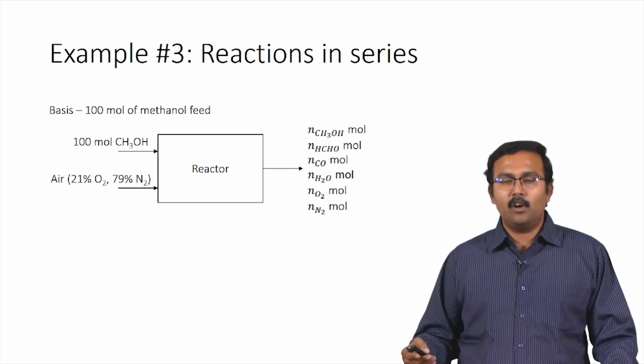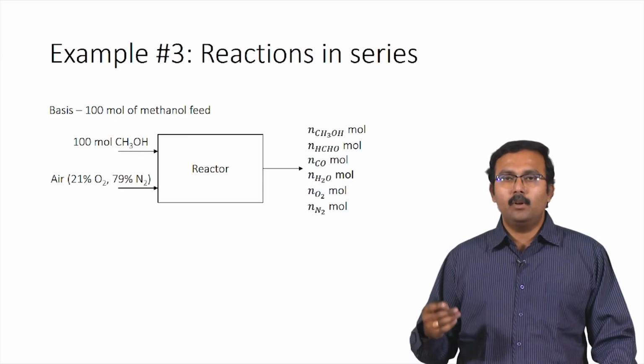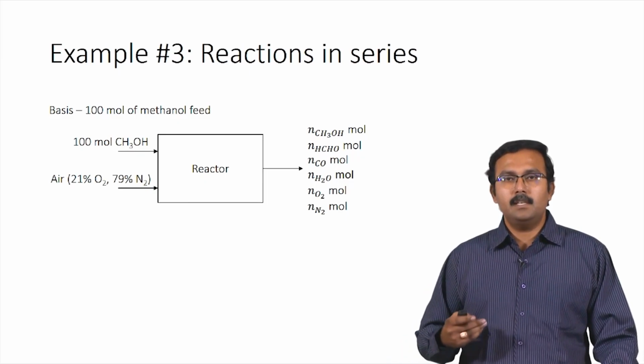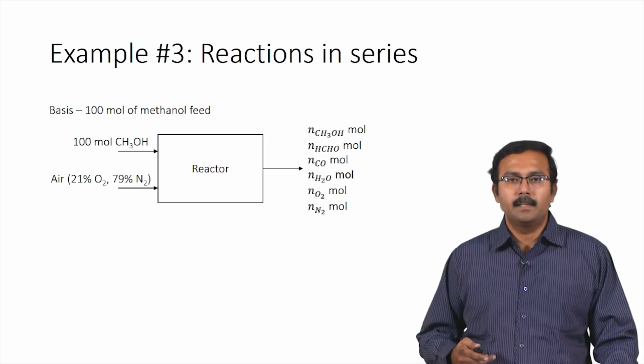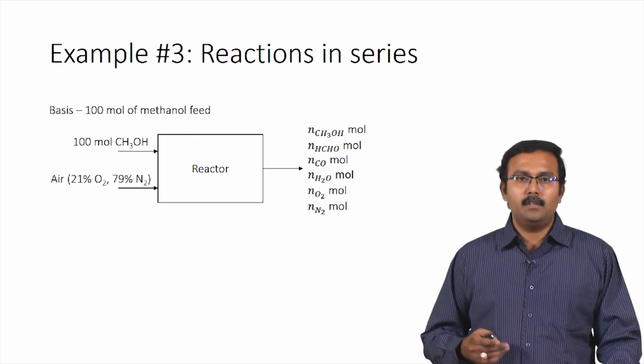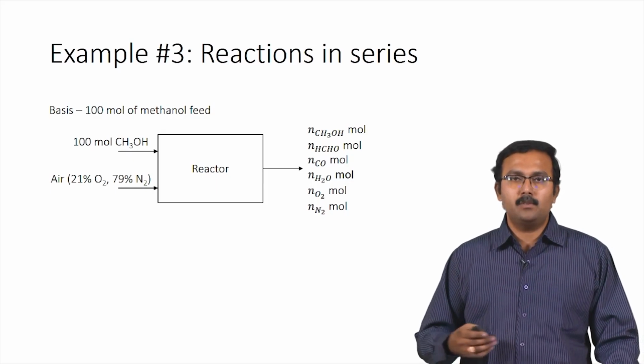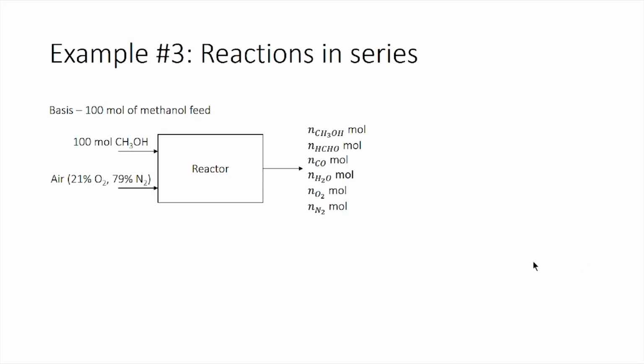So you have the unreacted methanol leaving, and you also have formaldehyde leaving, carbon monoxide, water, oxygen and nitrogen which are leaving the system. Now that we have the flow chart to describe the process, let us try to solve this problem. As we have used the basis in terms of moles, we cannot start with total balance equations because total moles of a system is not conserved during a reaction. So instead we will start with the component balances.